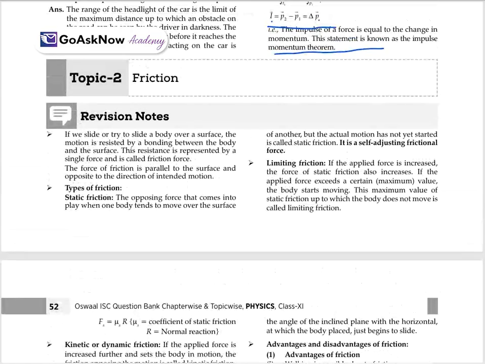Now let's move forward with the second topic, which is friction. What actually is friction? If we slide or try to slide a body over a surface, the motion is resisted by the bonding between the body and the surface.